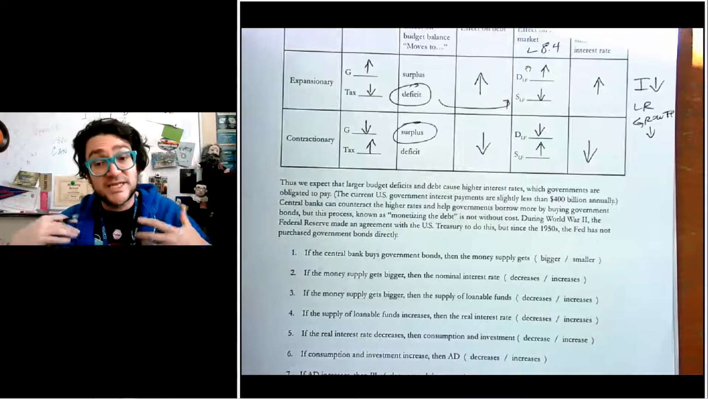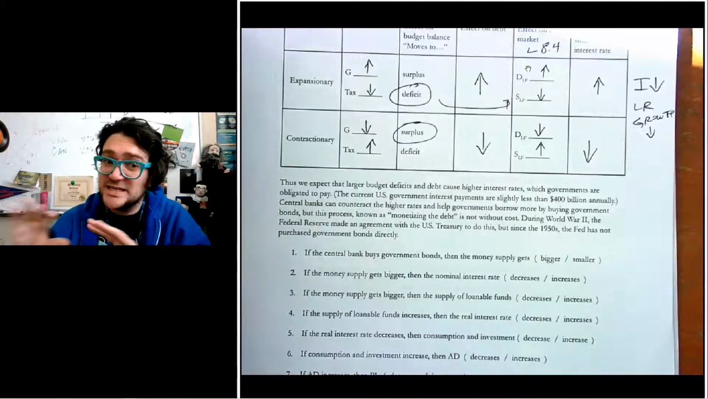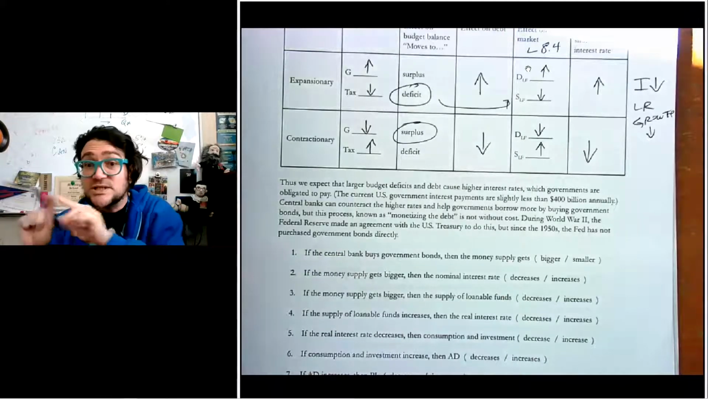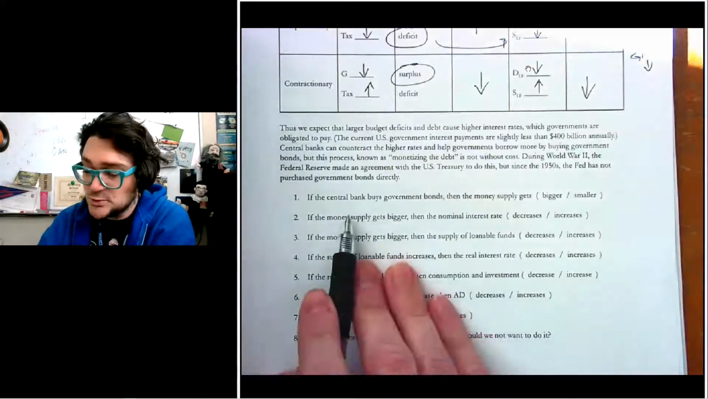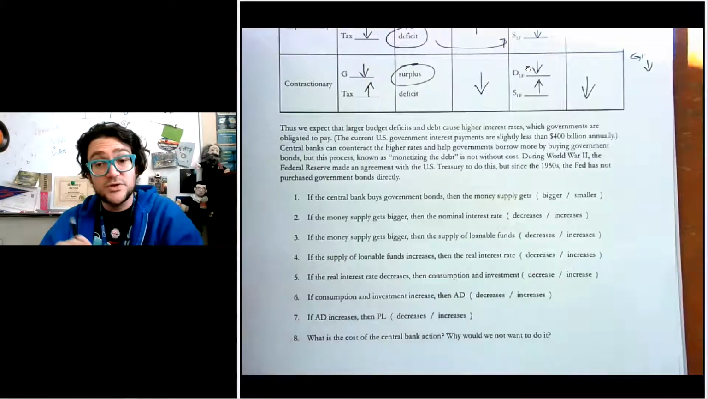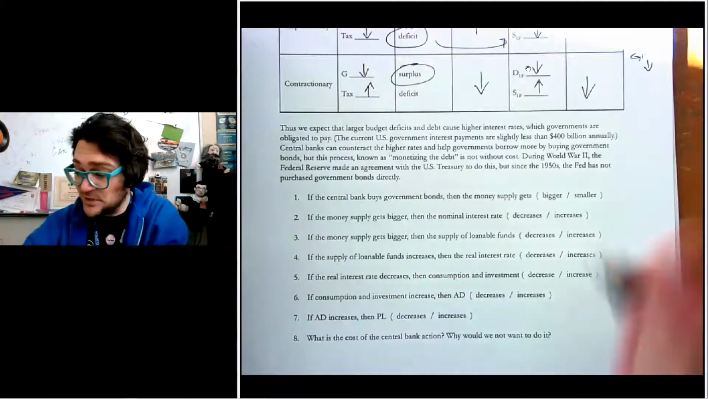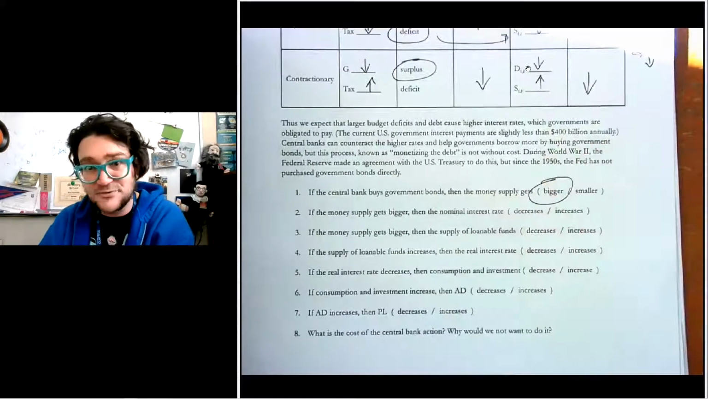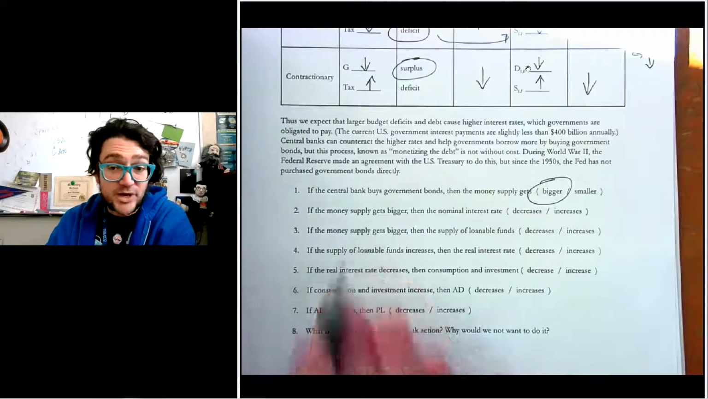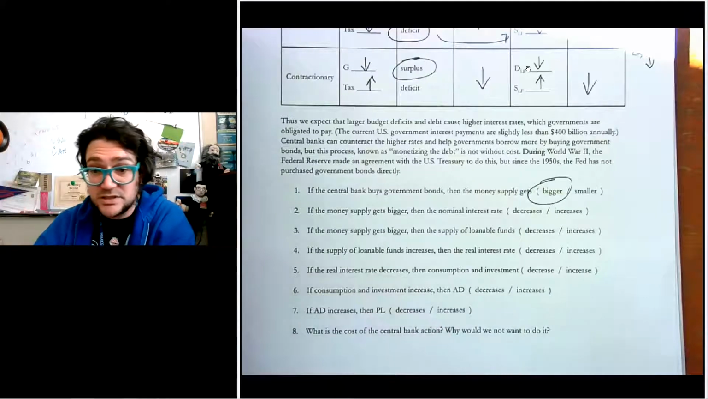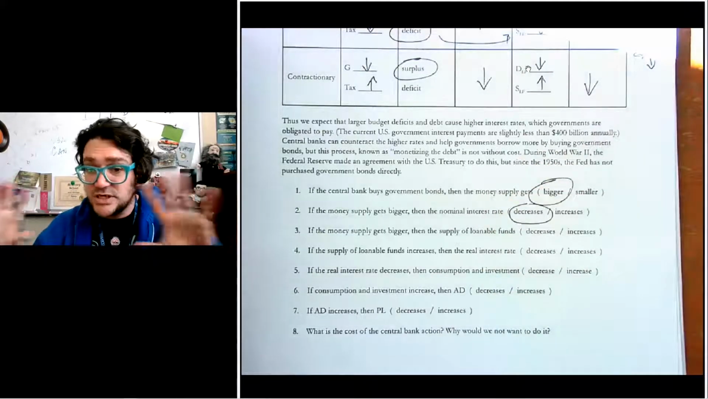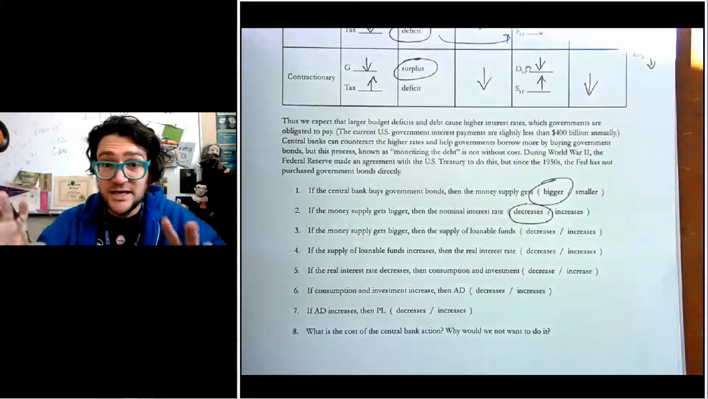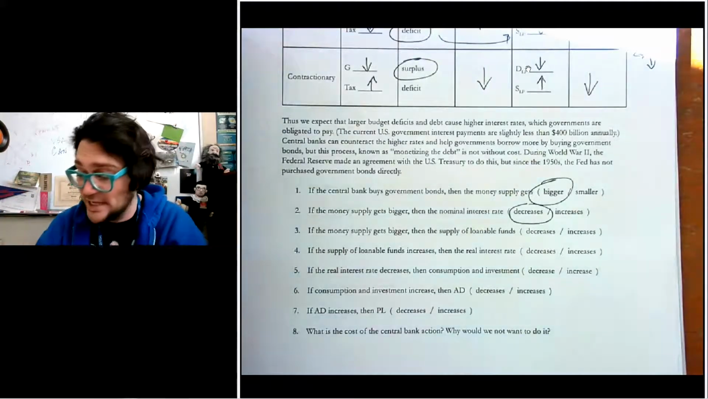During World War II, the Fed actually did this, but since the 50s, the Fed has avoided doing it because of the cost that we're actually going to see as we walk through this. So let's go through these. If the central bank buys bonds, we know the money supply gets bigger, right? That's a really important learning lesson out of Unit 8. If the money supply gets bigger, then at this point we should know that the nominal interest rate should fall, right? That's again Unit 8. So this is all just Unit 8 at this point. If this is scary, you need to go back and review your Unit 8 stuff.